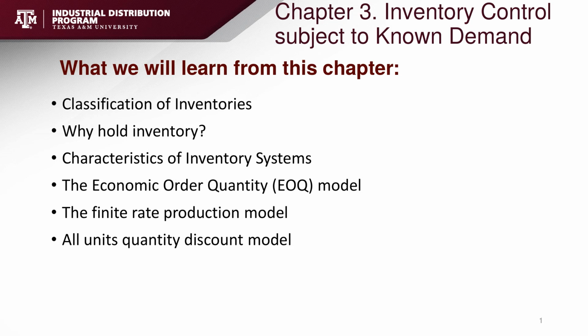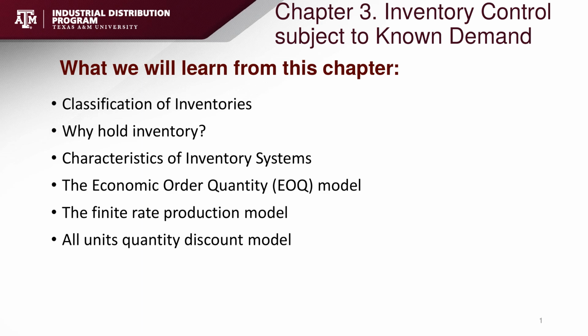Welcome back to IDIS 343. Today we're starting chapter 3, inventory control when we're dealing with known demand. Now the word known here means we have full knowledge of what is going to be the demand, like per day, week, month, or year. We also call this scenario certain demand or deterministic demand.